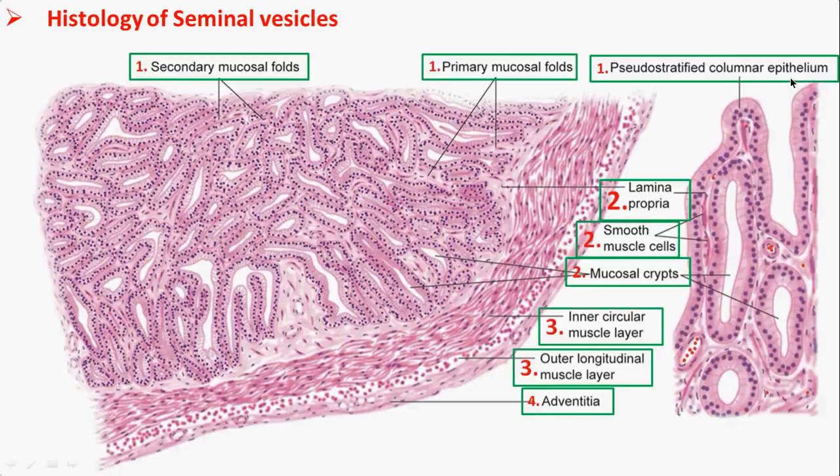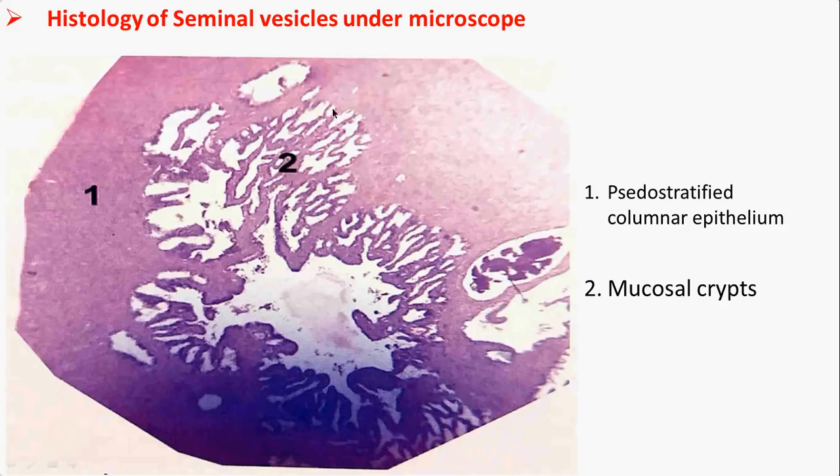Here you can see the pseudo-stratified columnar epithelium, lamina propria, smooth muscle, the mucosal crypt, the inner circular muscle, the outer longitudinal muscle layer, and lastly there is an adventitia. All of you know the adventitia is a thin layer of loose connective tissue surrounding the muscle layer.